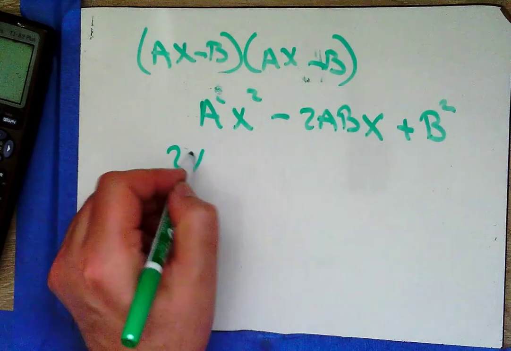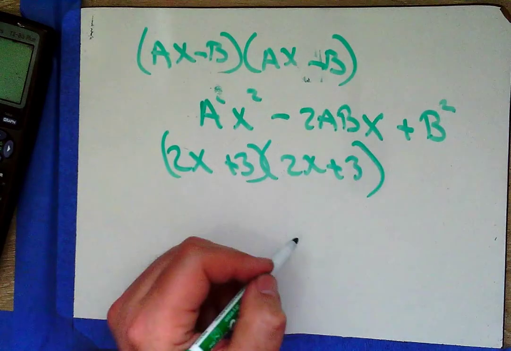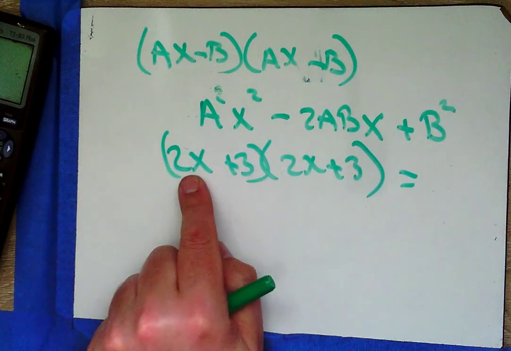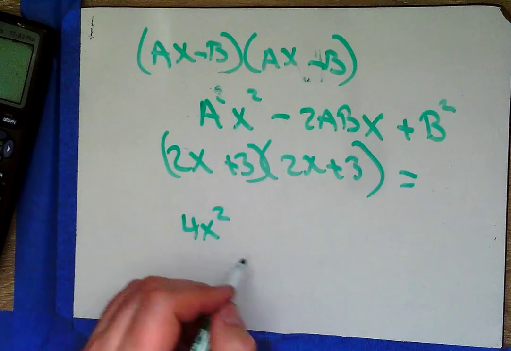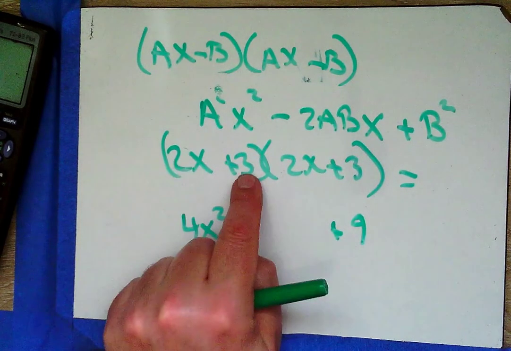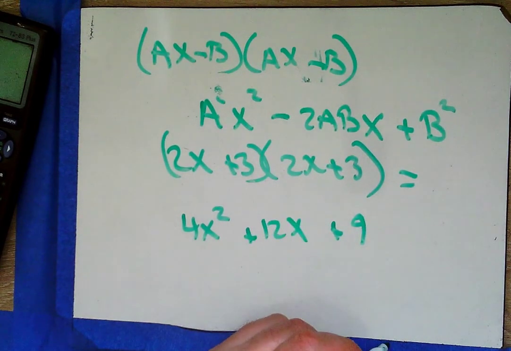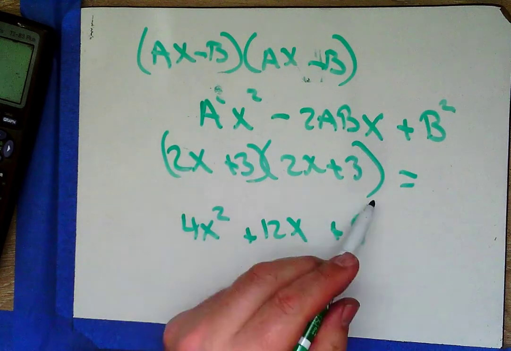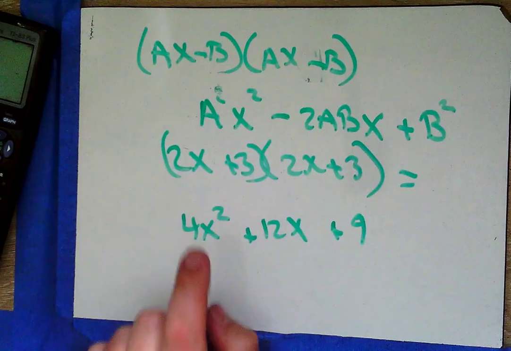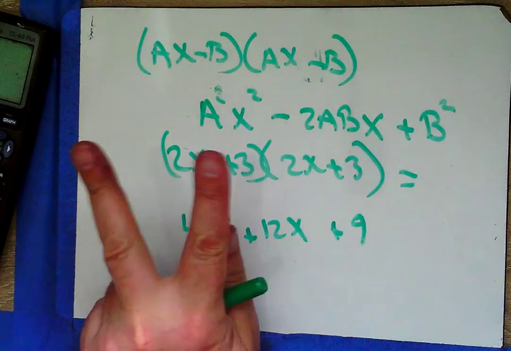So if I see something like 2x plus 3 times 2x plus 3, I'm going to do the same thing. This is a perfect square trinomial. This one squared, this one squared, and the middle term is this times 2, plus 12x. So if you like that pattern, you can definitely use that pattern. Two of the same, two of the same. First one squared, last one squared, middle term is this times 2.